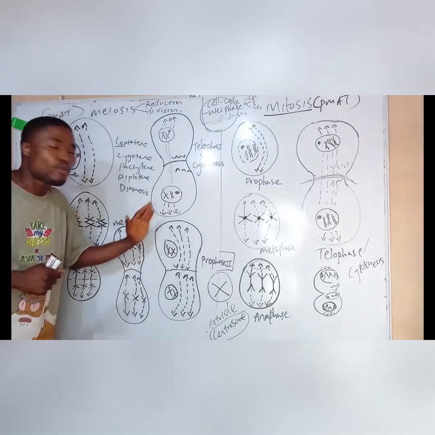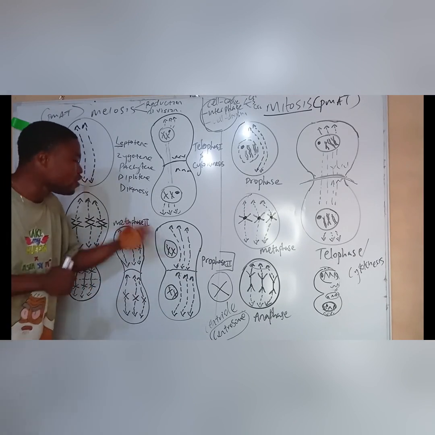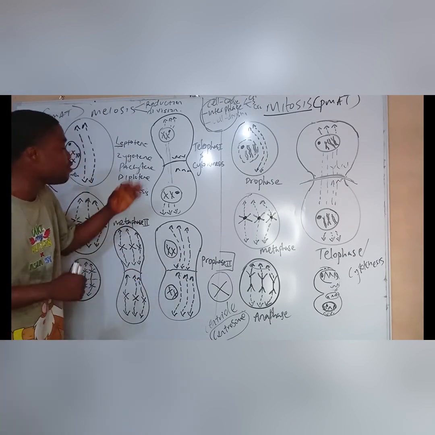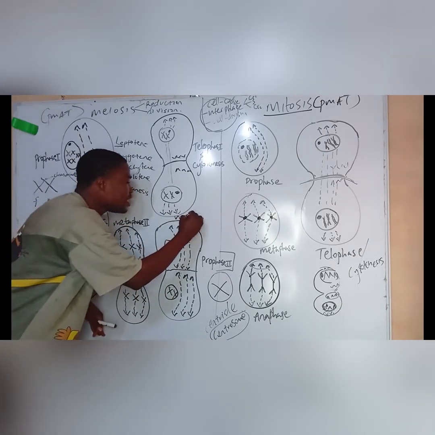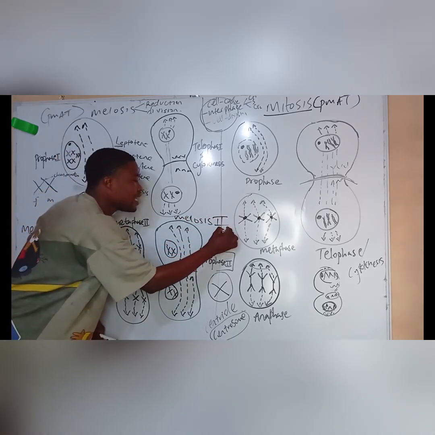Then now we move to prophase 2. Now, what happens in prophase 2? Prophase 2, pardon me, in meiosis 2, is very simple. So from here is meiosis 2.